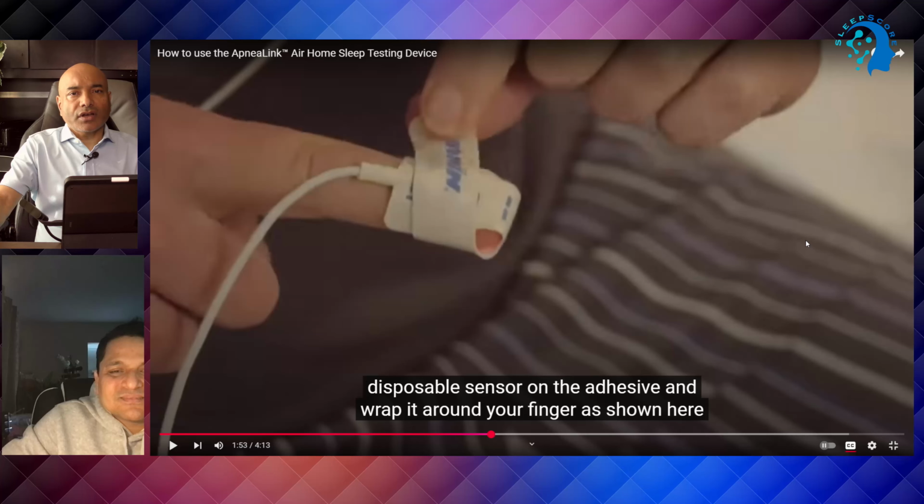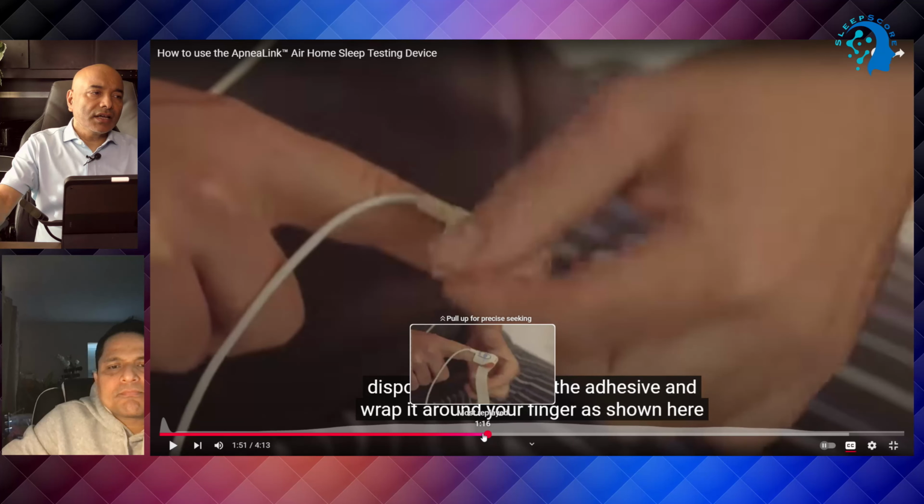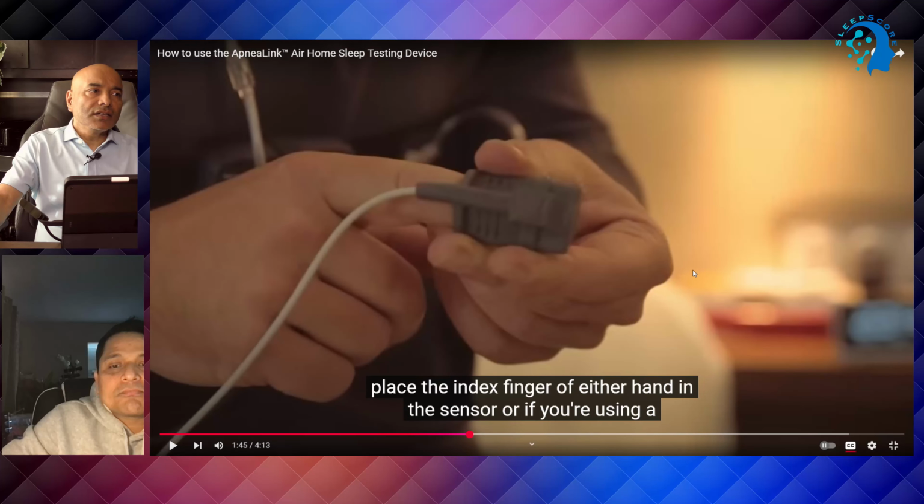Yeah, this is pulse ox. This is called a pulse oximeter. This one and the other one are the same thing. Look, this one and that one are the same, it's not different. This is made of rubber, in the sensor.